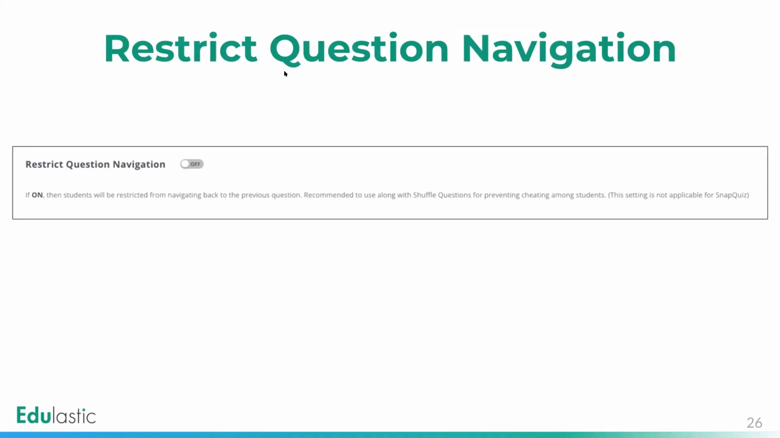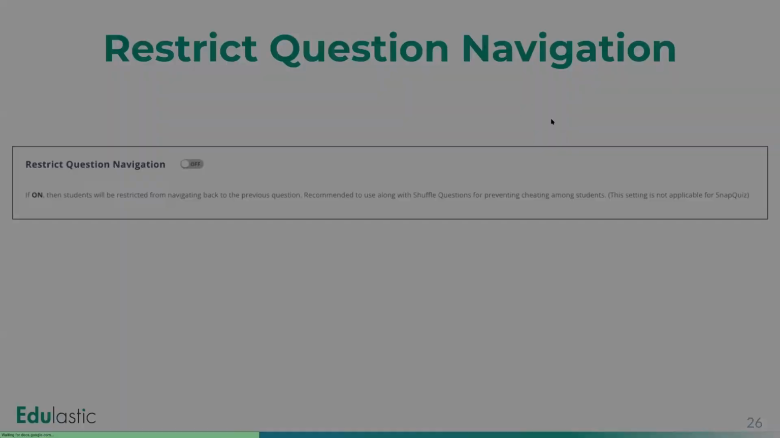And then you can restrict the question navigation within an assessment. So this is ideal when you're shuffling the order of questions, and you're having it so students can't go backwards, and they can't really match up the answers and work together, which of course prevents cheating and allows for a more secure assessment environment.